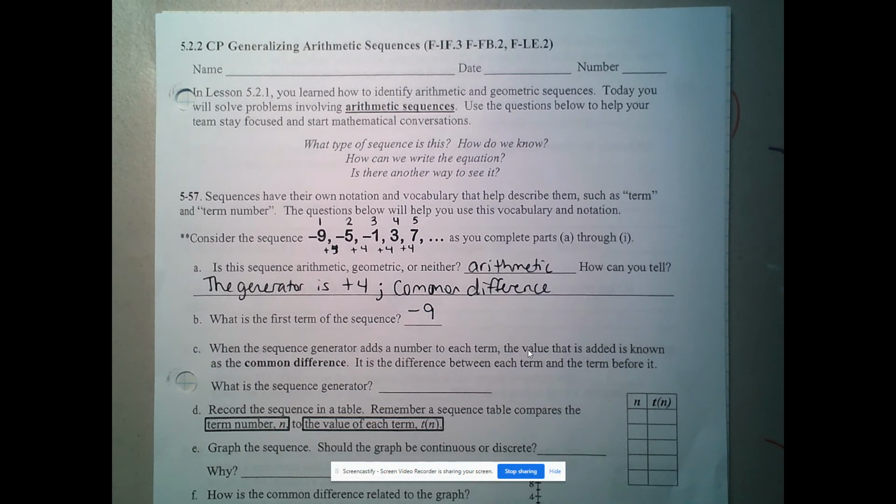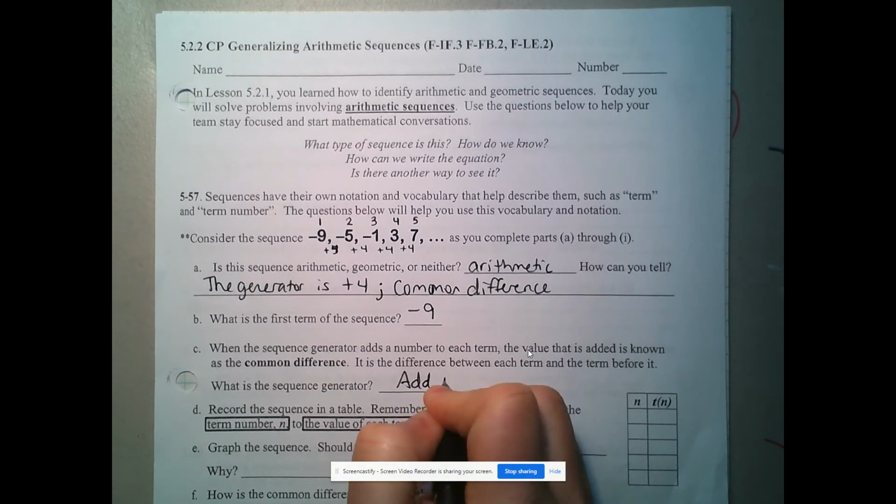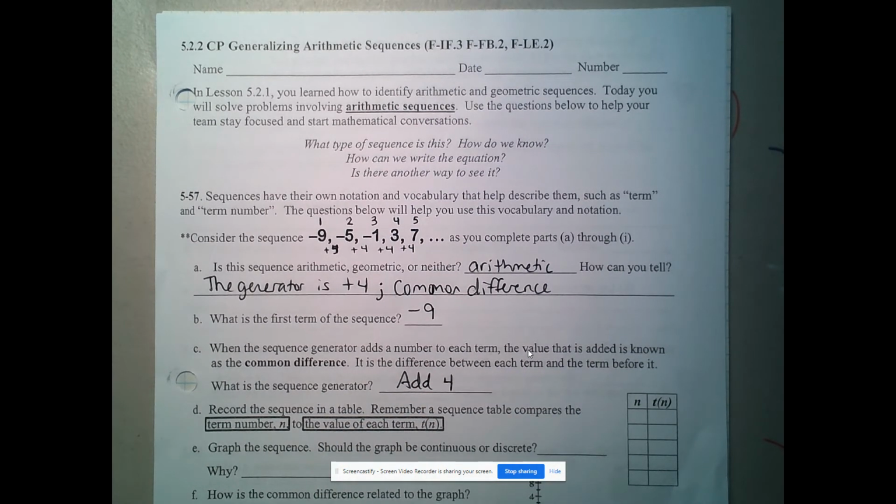When the sequence generator adds a number to each term, the value that is added is known as the common difference. It is the difference between each term and the term before it. What is the sequence generator? So in this case, we are adding 4. And if it were getting smaller, we would say to add a negative number. You're not going to hear us talk about subtraction in a sequence. So it's either adding 4, or if it were decreasing, you might have add -4 if that were the pattern.